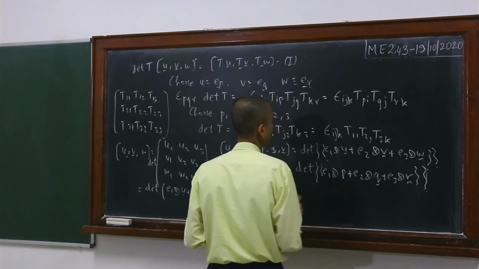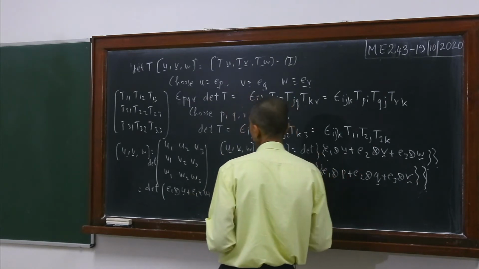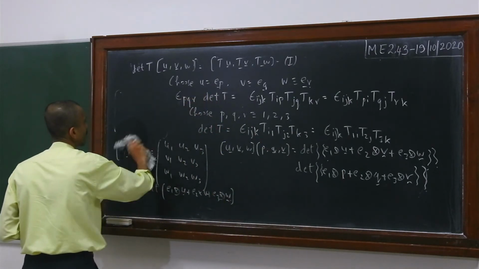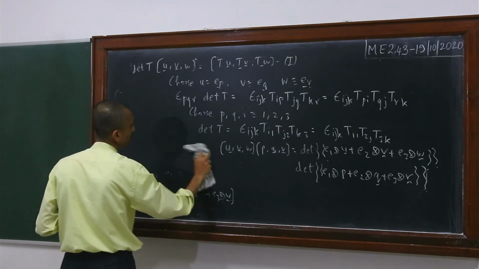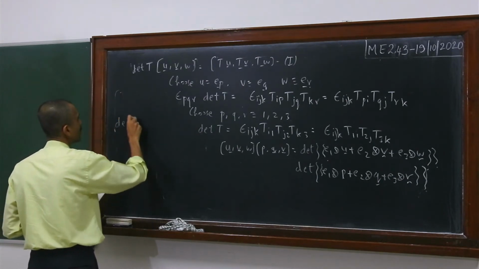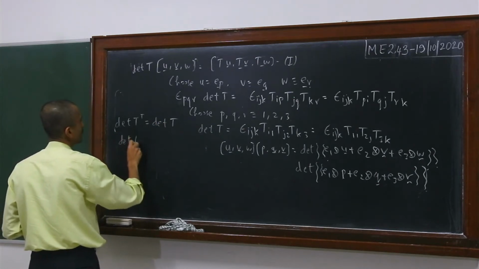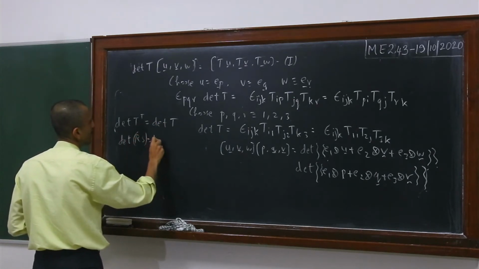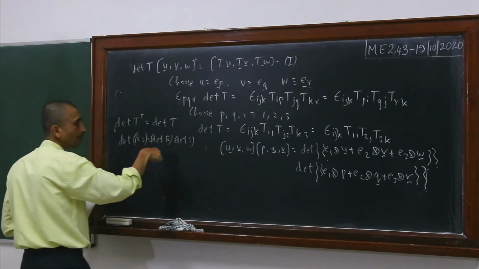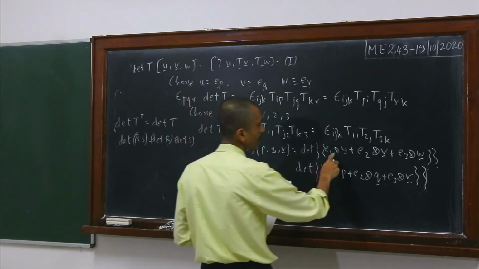And then you can see that the determinant of RS is equal to the determinant of R into the determinant of S, and the determinant of T transpose is equal to the determinant of T. So these two properties we will use here. These are the two properties that we proved at the beginning of this class. Use these two properties. So what you do is now you write the transpose of this one here, right?